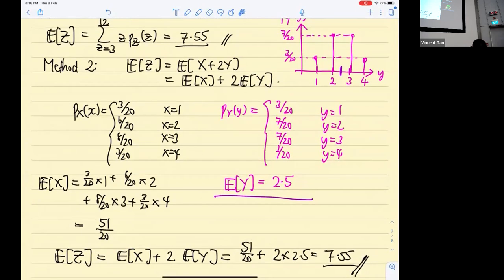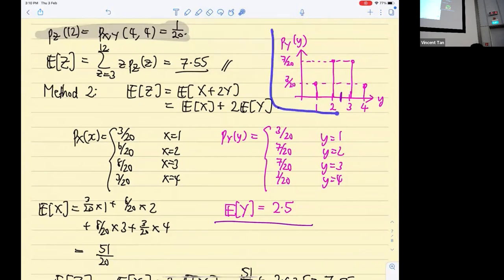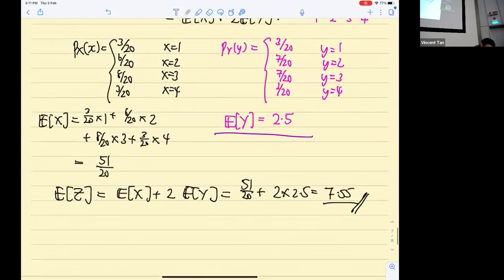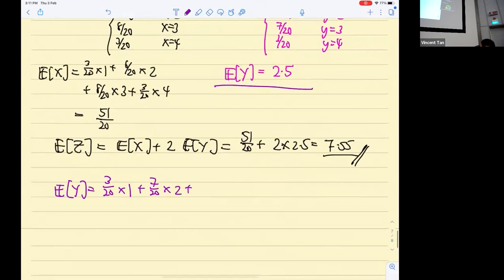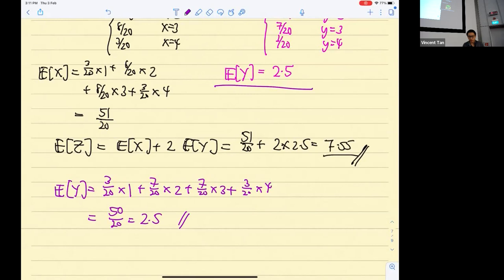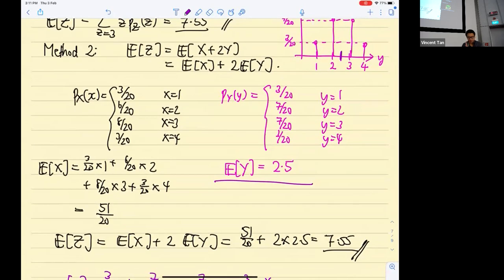Because you can do it the long-winded way or you can do it my way. You see, the probability mass function of Y is this picture. And here is the center of gravity of all the probability masses, because the weight on this side and the weight on this side are the same. So the expectation value must be here. Now, if you want to be very careful, then you can compute the expectation value of Y. It is nothing but 3 over 20 times 1 plus 7 over 20 times 2 plus 7 over 20 times 3 plus 3 over 20 times 4. So 14 plus 3 is 17, 17 plus 21 is 38, 50 over 20 is 2.5. Same thing. So you can do it the long-winded way, or you can just eyeball the center of mass.